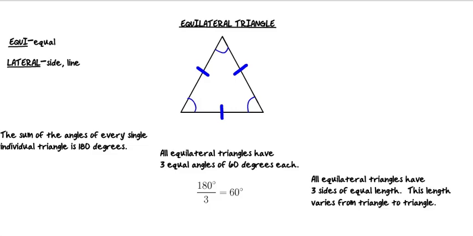And the sides, all equilateral triangles have the three sides of equal lengths, but the length is going to vary from triangle to triangle. You can have a really big equilateral triangle, you can have a really small equilateral triangle. The angles of 60 are going to remain constant, but the sides vary, whatever the quantity for the side is. Next, we're going to look at the isosceles triangle to the right here.